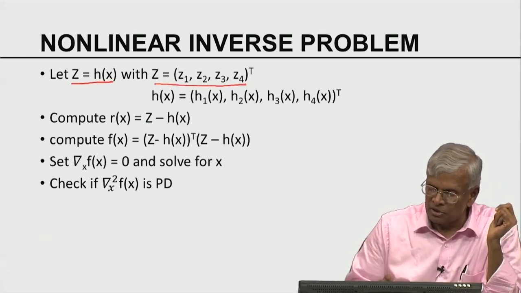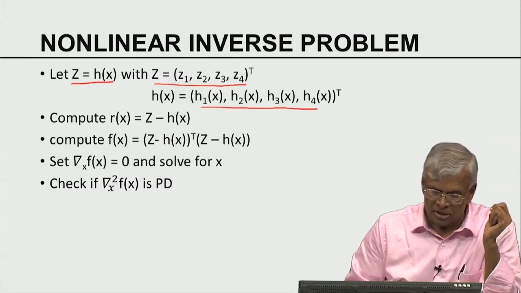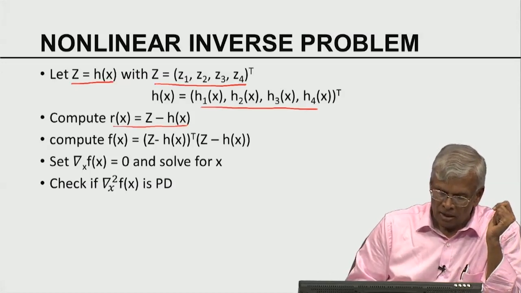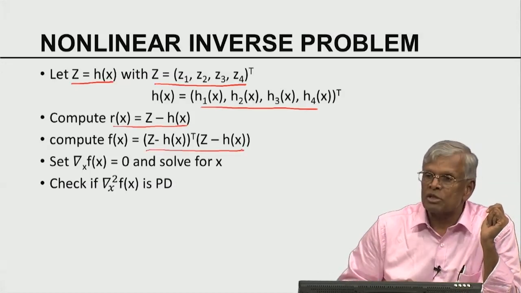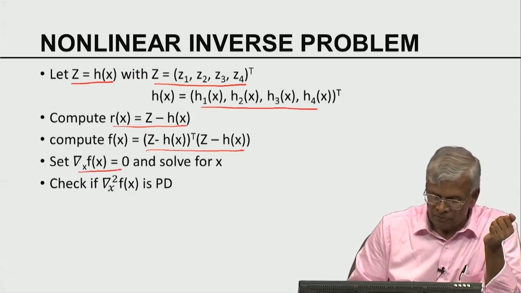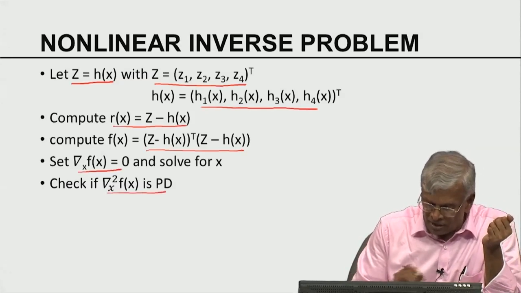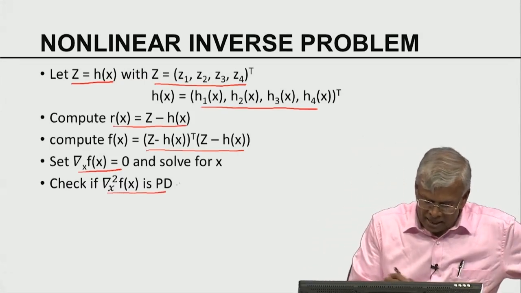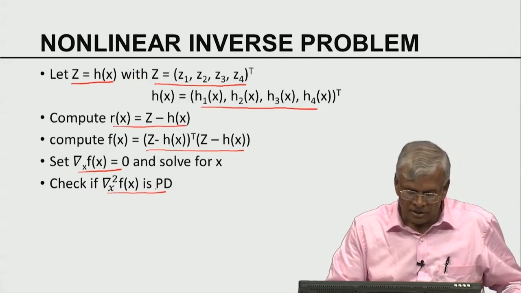Z is given by Z1 to Z4, H is given by this. I have to compute my residual, Z minus H of X. I have to compute my F of X, which is the sum of the square of the residual. I have to set the gradient to 0. I have to solve for the Hessian and verify this is a positive definite function.